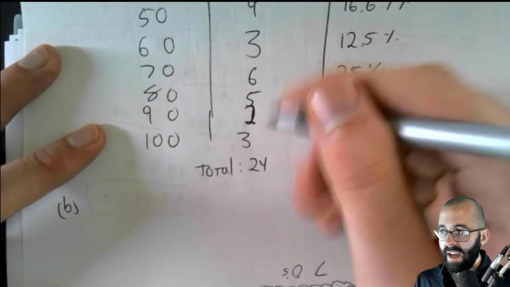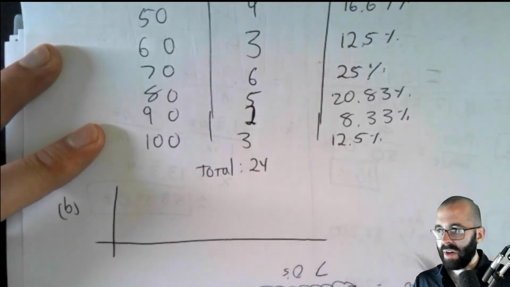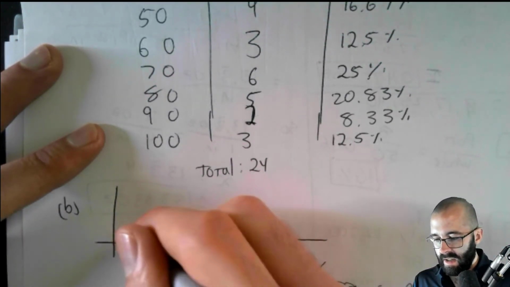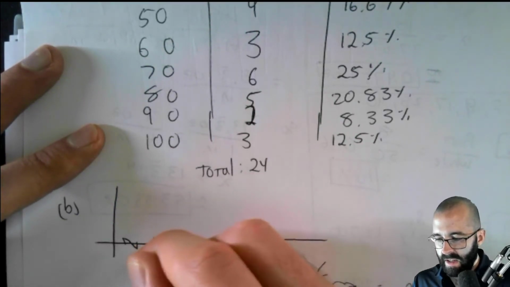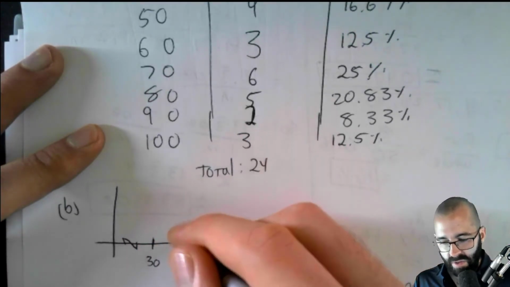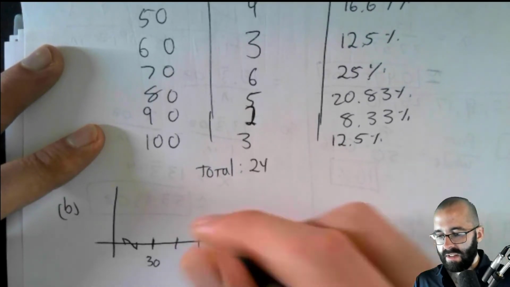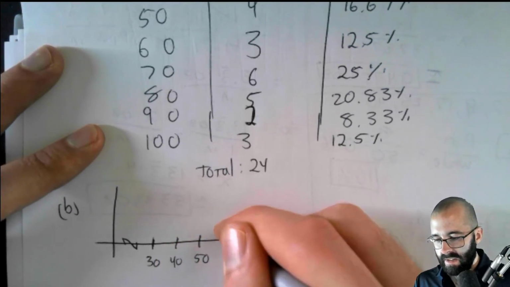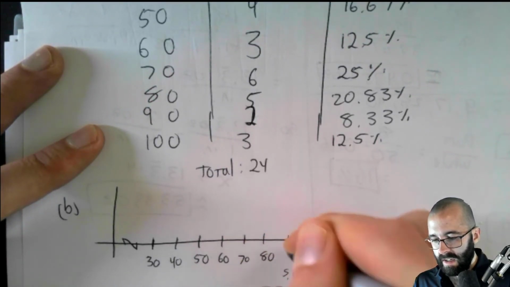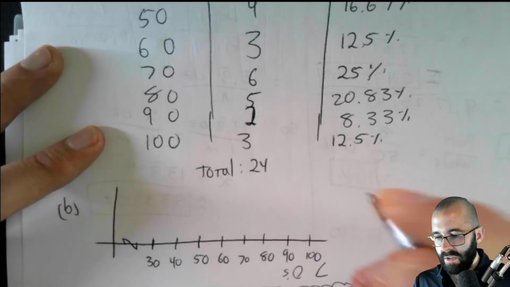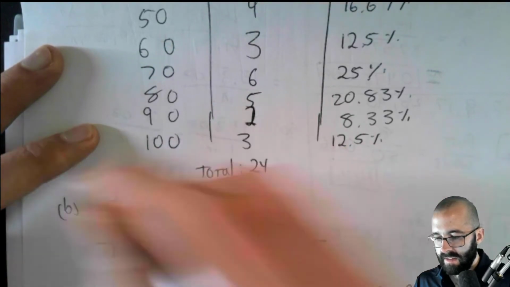The y-axis is the frequencies. The biggest frequency is 6. I'm running out of room, but I want to do this on the same page. And then we'll just say, okay, maybe we'll have a little gap here. This is where 30 is. And then we're going to include 40, even though there's nothing in 40, making sure that everything's the same distance. 70, 80, 90, 100. So 30, there's 1, 1, 2, 3, 4, 5, 6.